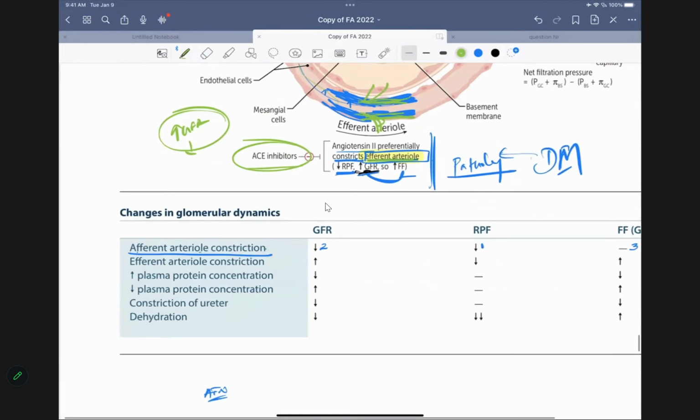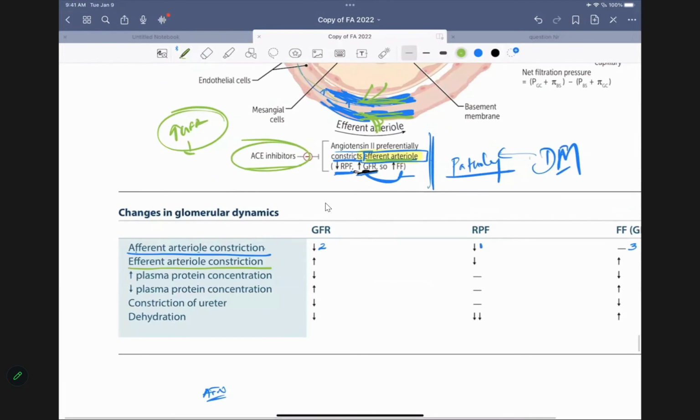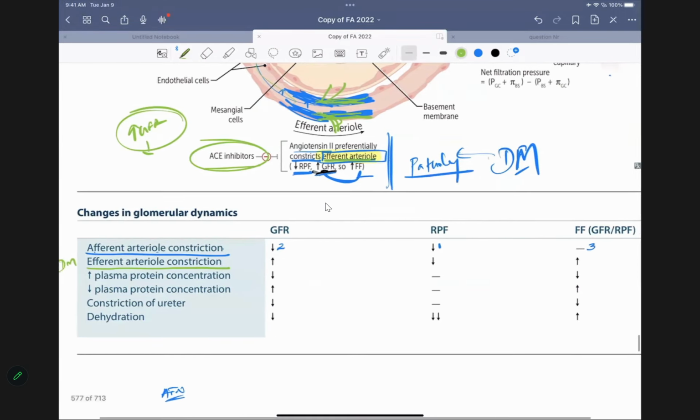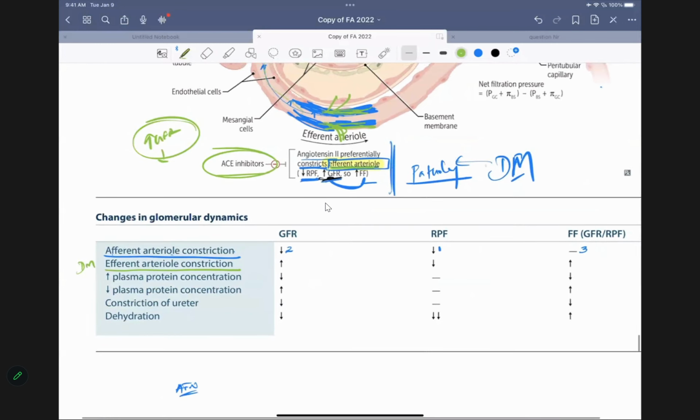So now, if you go back, if you ask about arterial constriction, I could say that diabetes mellitus is a good example. In the exam, that's what they would say. What happened in diabetes mellitus? RPF, you should know where the problem is, right? So here, this is the first problem.